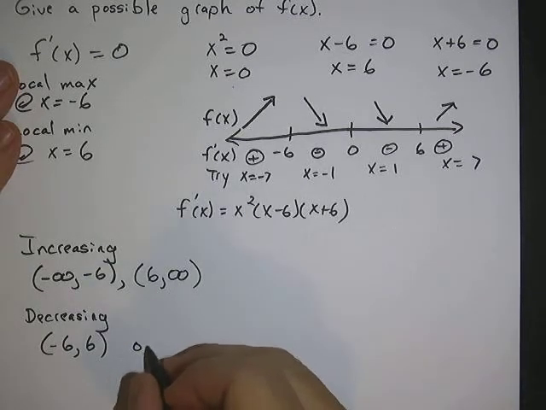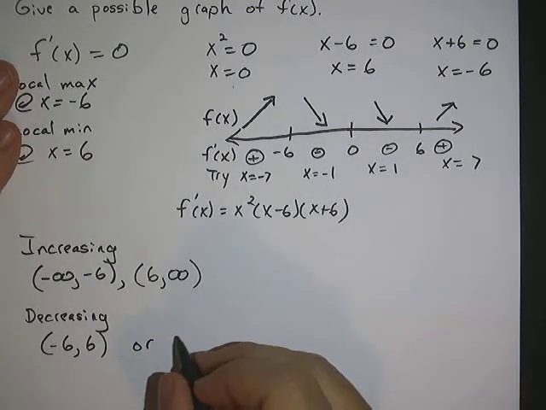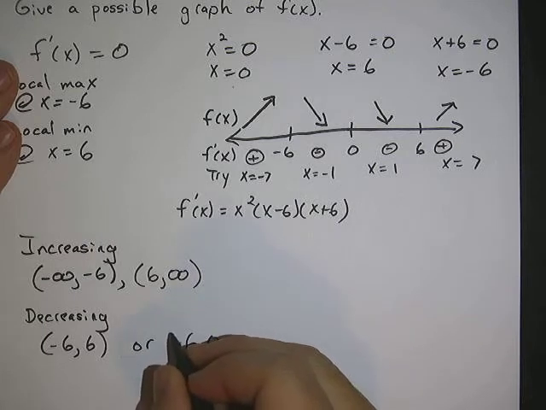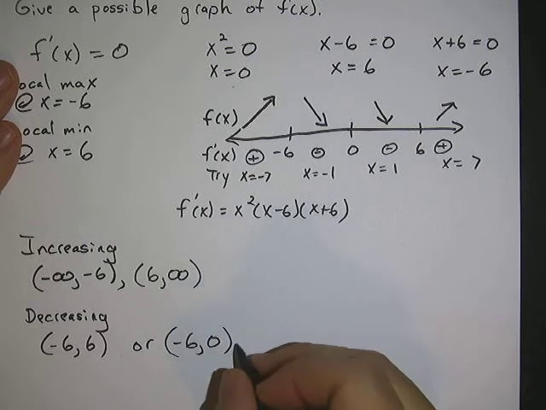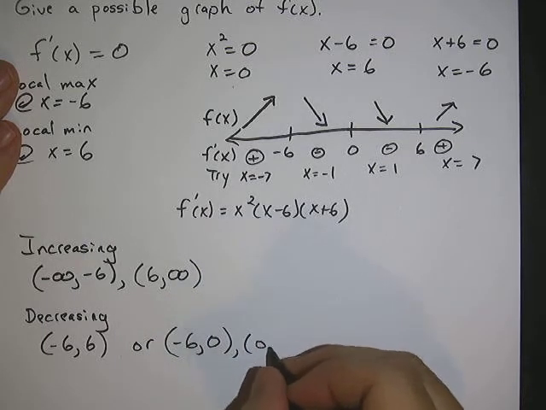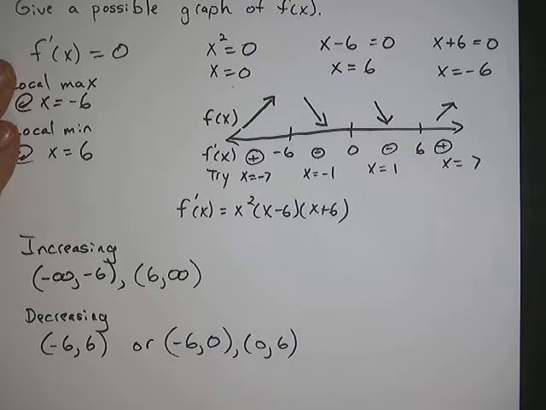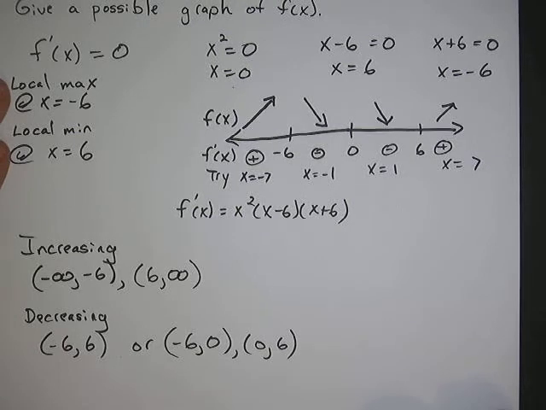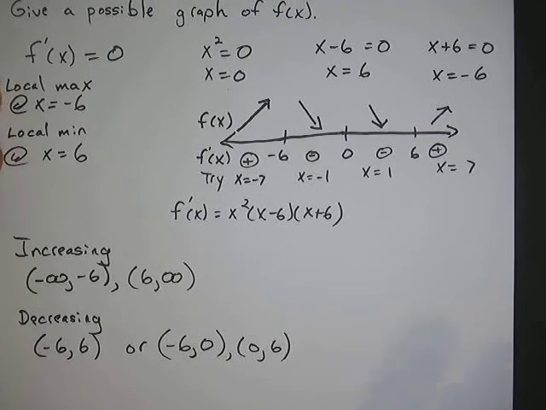Or you could write this -6 to 0, and then from 0 to 6. Okay, depending on who you're giving the answer to, either one of these could be assumed to be correct. Okay, and finally, give a possible graph. Why does it say possible instead of just give the graph of x?